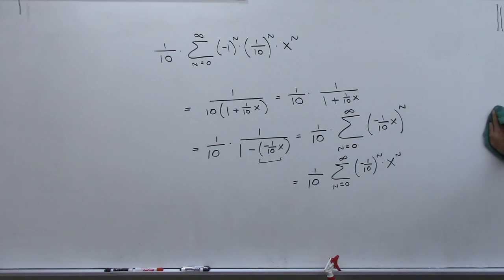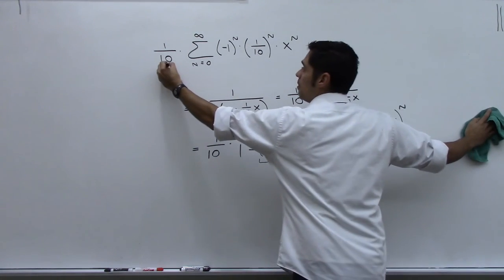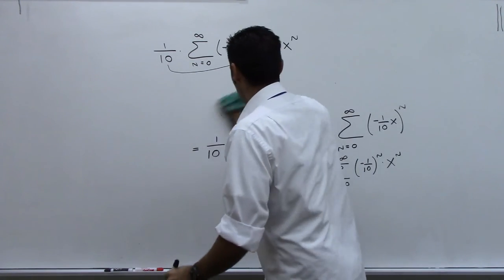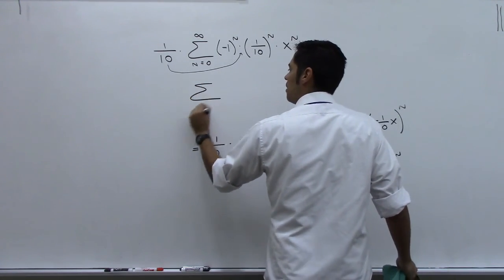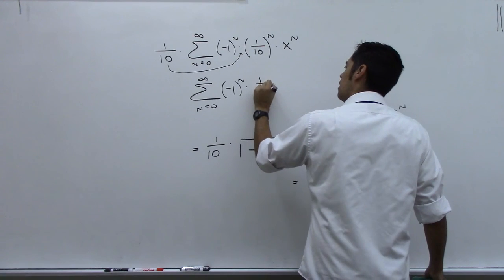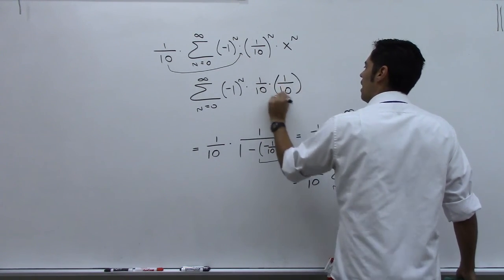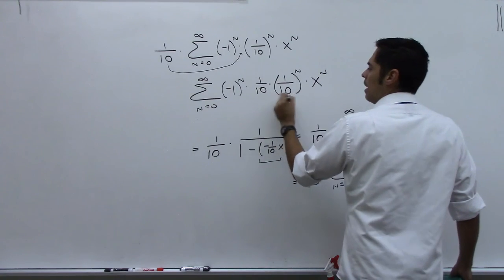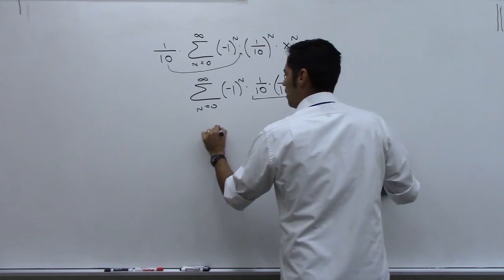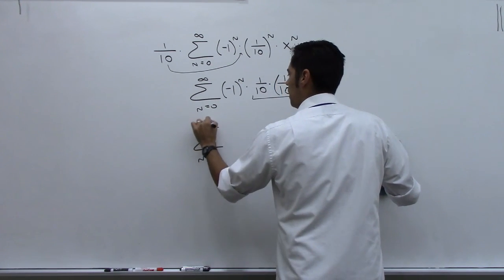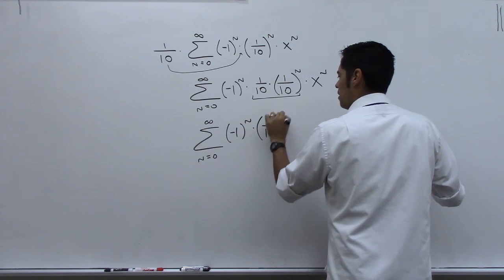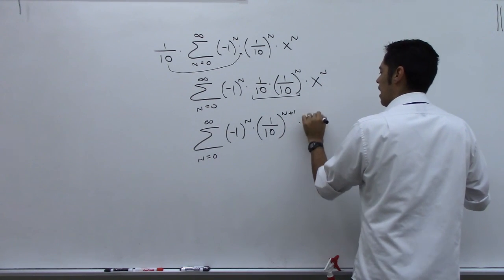I only did that to peel that negative off so I can move this 1/10 back in, and I'll put it right there and multiply it. All that does is change this to negative 1 to the n times 1/10 times 1/10 to the n times x to the n. And I can put these two together, which will give me the sum n equals 0 to infinity of negative 1 to the n times 1/10 to the n plus 1, and then x to the n.